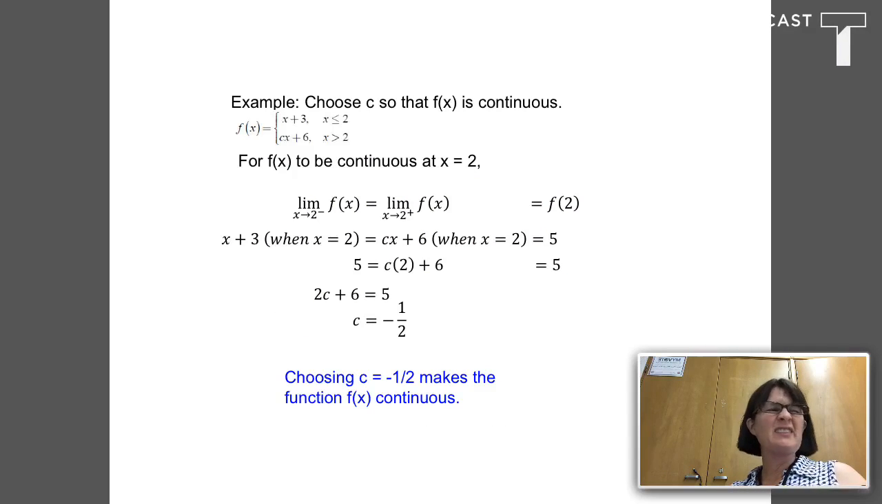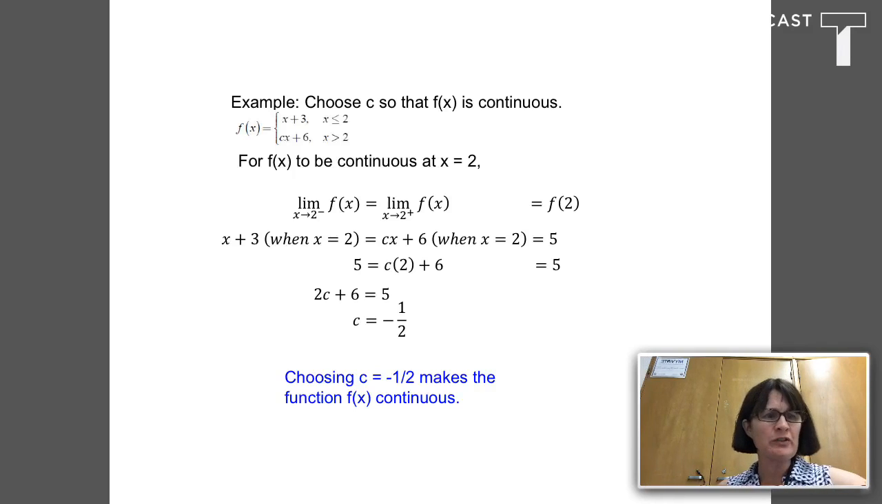So we'll do two examples. This is how you might see this problem show up in the AP test. I have a piecewise function with two pieces. They're both linear pieces, and one piece of the function is good for x values less than or equal to 2, and one piece is good for x values greater than 2. And here I've been asked to choose c, sort of the slope of this bottom piece of the piecewise function, so that my function f of x is continuous.